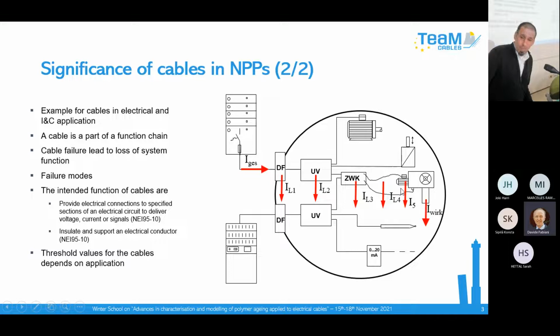So, one important property of a cable is the insulation resistance, which is 50% of the intended safety function of a cable. It decreases with the increase of temperature and pressure. And temperature and pressure are common loads in nuclear power plants. Therefore, we have to be careful with that.